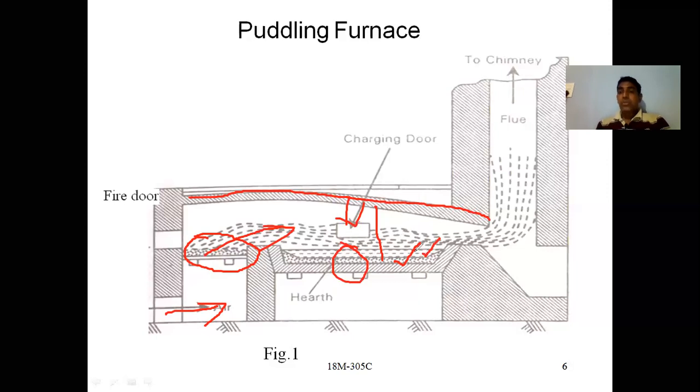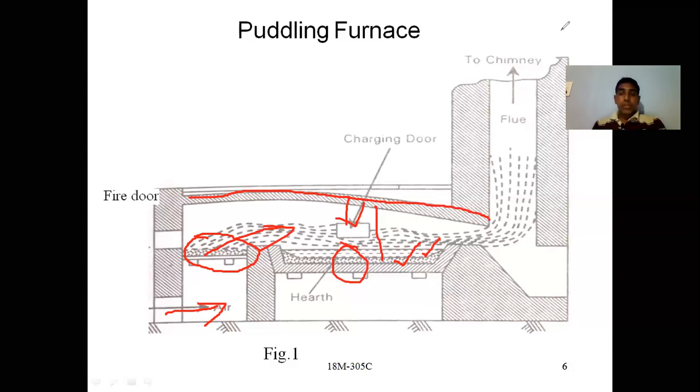I have told you many times that iron is heavy, so it will settle down, but slag is lighter compared to your iron, whether it is pig iron or wrought iron. So it will float on the molten metal. The molten metal has higher weight, so it settles down, whereas your slag has lesser weight, so it will float on the molten metal. So the slag can be removed easily, and we can tap the molten metal later.